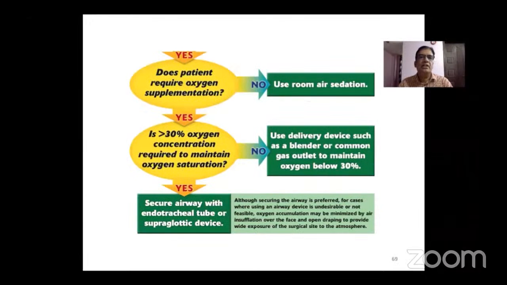So when you go to the next step, you have to decide whether the patient indeed requires oxygen supplementation. If there is no requirement, and if he is okay with only room air, and you can even safely give sedation, there is no problem. But if the patient needs oxygen, and needs more than 30% oxygen concentration to maintain oxygen saturation, or if not, we can use blenders of air so that the oxygen concentration is less than 30%. If the oxygen requirement is more than 30%, you have to secure the airway with an endotracheal tube or supraglottic airway devices. So there are multiple recommendations on this.